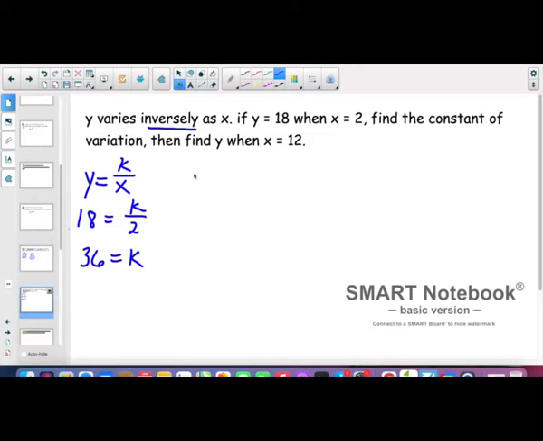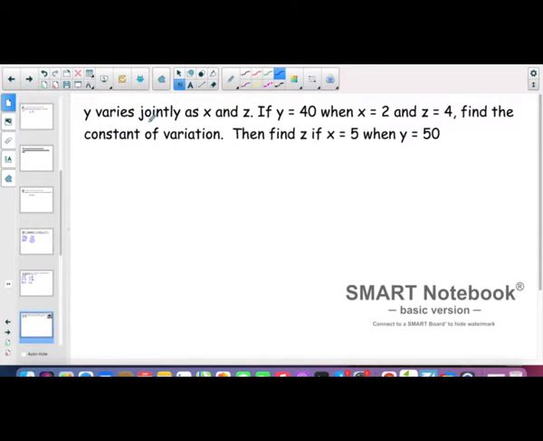I'm going to then take that and plug k into my original function. Now I want to find y when x is 12. So I'm going to replace x with 12. And 36 divided by 12 is 3. So y equals 3.